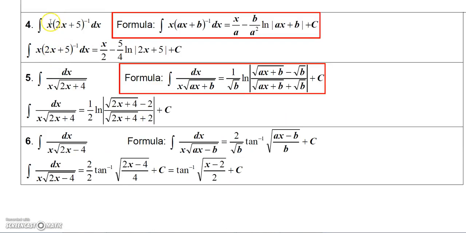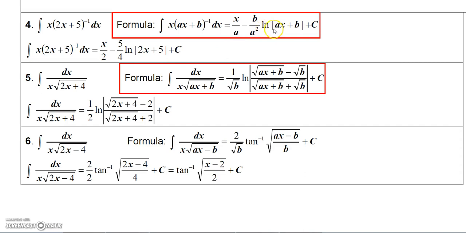Okay, I'm just going to do a couple more of these. Okay, so take a look at this one. On this one, there's actually a formula for x times (ax plus b) to the negative 1. So here the a would be 2, the 5 would be b. And so I would just write the answer as x over a, so it's going to be x over 2, minus 5 over a squared, so minus 5 over 2 squared, so that's minus 5/4.